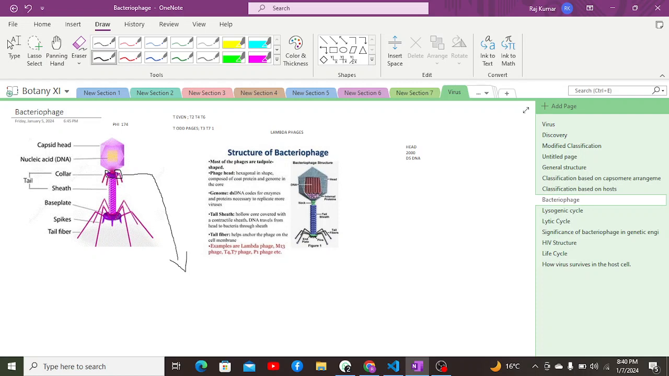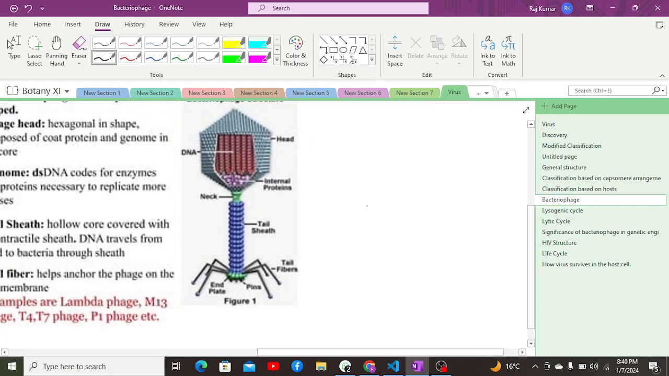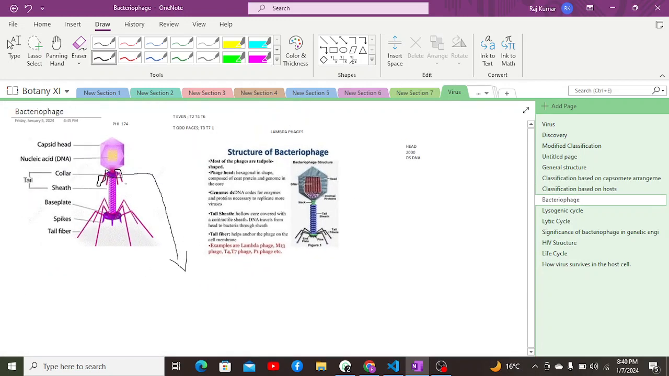Apart from which, side by side from the neck, from the collar, there is an arrangement of several pin-like structures, which are known as whiskers. As you can see in the diagram, there are several pin-like structures which are known as whiskers. Now, down towards the sheath, down towards the neck, there is the presence of the tail.